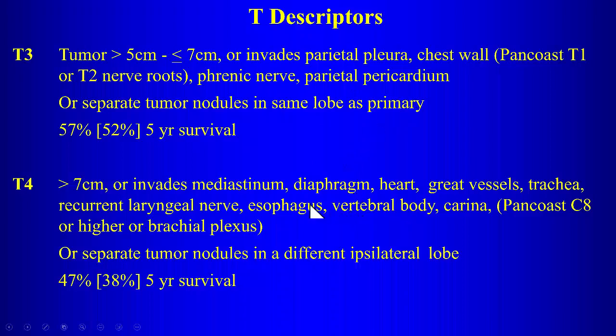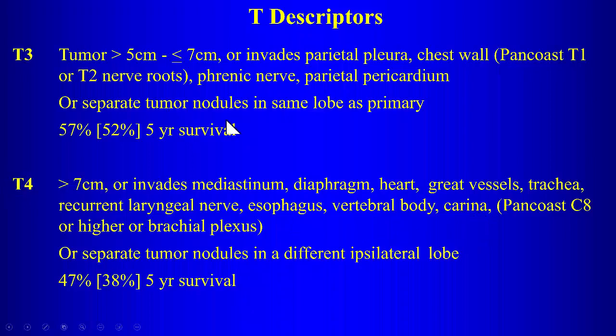A tumor is T4 if it invades structures that are unresectable. So here, think of the midline. Regardless of the size of the tumor, if it invades the mediastinal fat, the diaphragm, the myocardium, great vessels, trachea, esophagus, vertebral body, carina, any of that would make it an unresectable tumor. That makes it a T4 tumor.